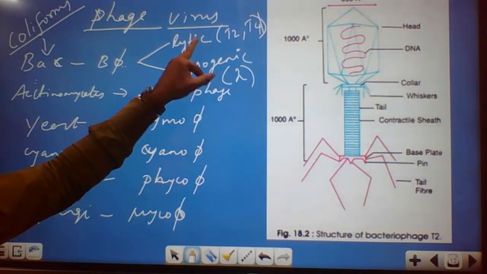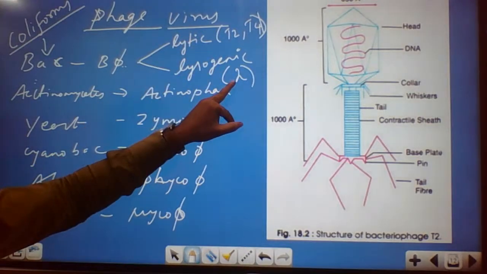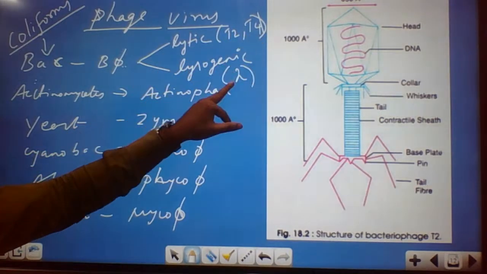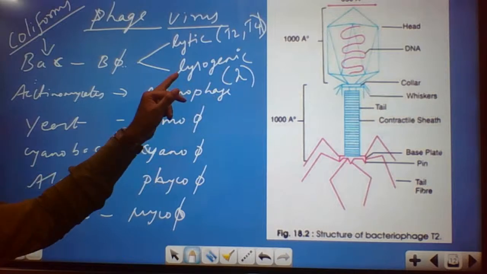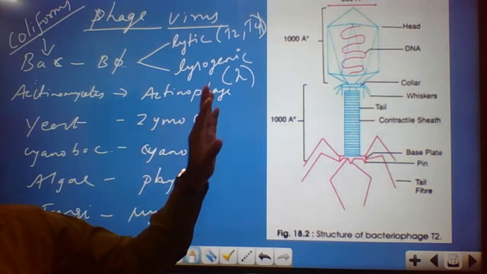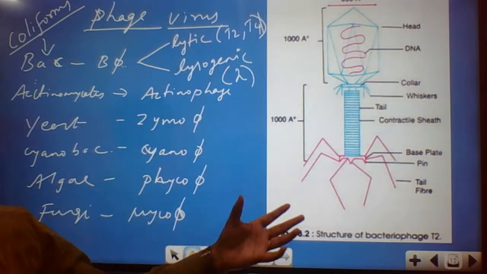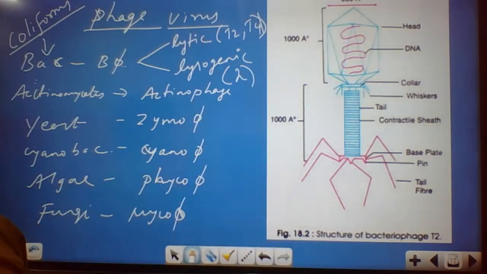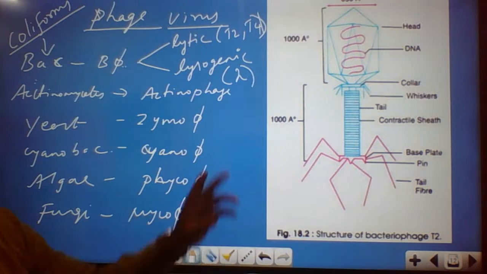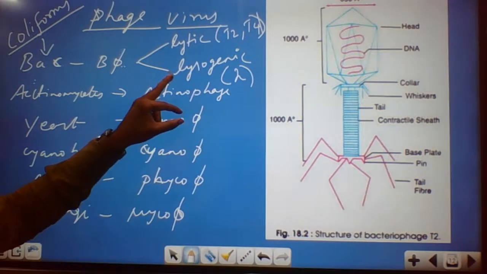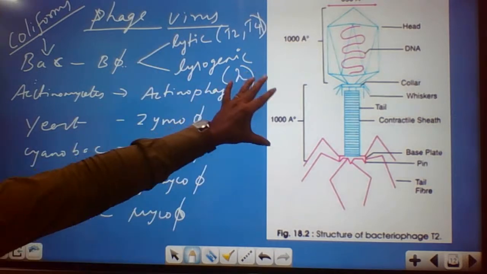Which among the following takes the lytic cycle? Which of the following takes the lysogenic cycle? Lytic usually goes with T2 phage and T4 phage. Lysogenic means this will not kill the host cell, whereas in the lytic cycle, this will destroy the host cell, then offspring, the new viral particles, can be produced eventually after destroying the host cell. So lytic and lysogenic.